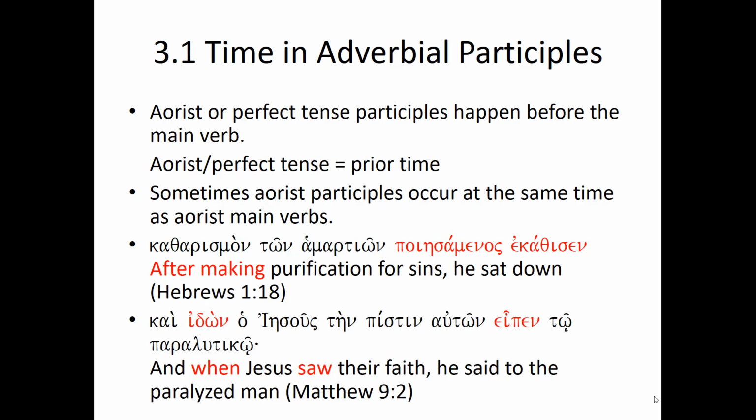Context helps us here. Here's one where the aorist tense participle happens at the same time. Kai idon ho Iesous ten pistin auton eipen to paralytiko. In seeing their faith, when Jesus saw their faith, he said to the paralytic, to the paralyzed man. This one is happening at the same time. What he's about to say to him occurs simultaneously with seeing their faith. So if you had a present tense participle, you could do while. If you have an aorist participle, you can sometimes say after, and sometimes you can say while or when. You have to let context help you.